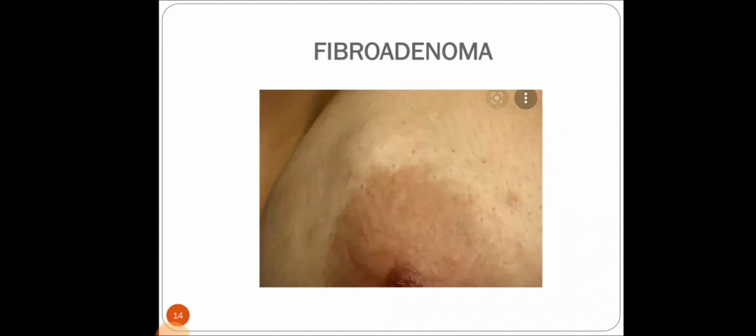Here it will be small and hard, and that was less fibrous. Here it will be mainly fibrous. The stroma will have a normal duct. There it was a distorted duct. So that is the main difference.